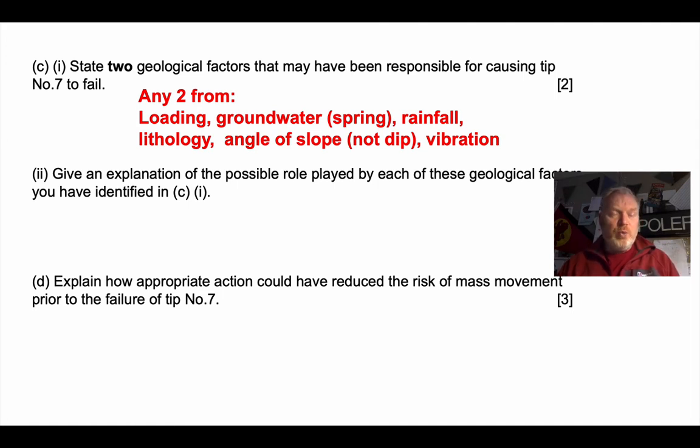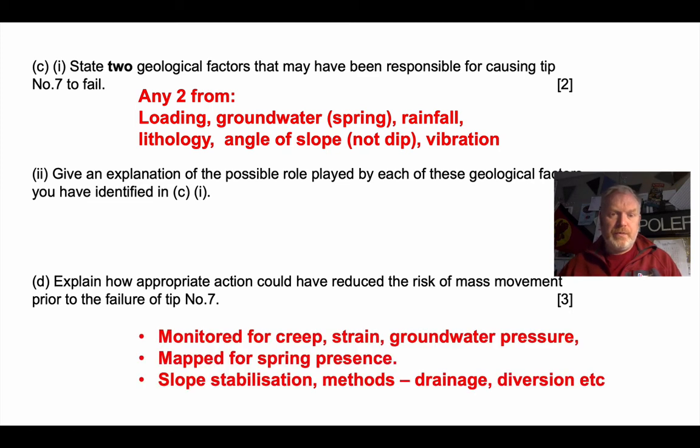It does beg the question, what should have been done? There's a number of things that could have occurred. Monitoring the waste tip far more carefully than was done. It's quite shocking to learn that people knew the tip was moving before it failed, but nothing really was done. Monitoring the groundwater pressure to know what was actually happening to that groundwater. Mapping the site carefully in advance.